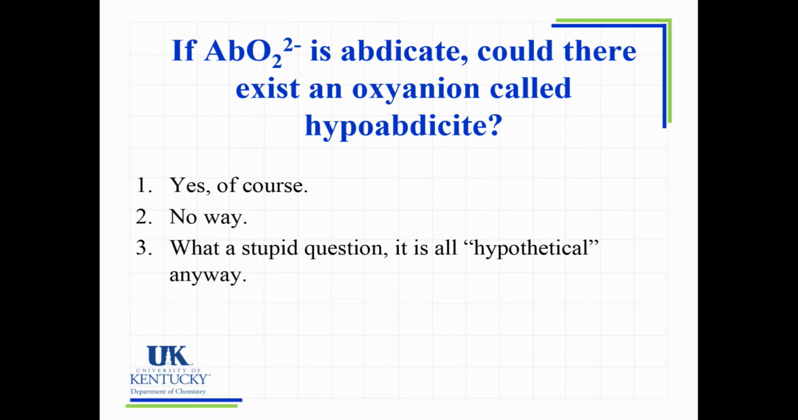Okay, if this one is abdicate, could there exist a hypoabdicite? Now, what do I mean by oxyanion? An oxyanion is an anion, so it has a negative charge, that has oxygen in it. All of these things and their connections, these are oxyanions that we've been talking about. So if abdicate is AbO2 with a 2- charge, could there be one called hypoabdicite? See that ite ending there? Think about it. Come up with an answer, and let's see what you got.